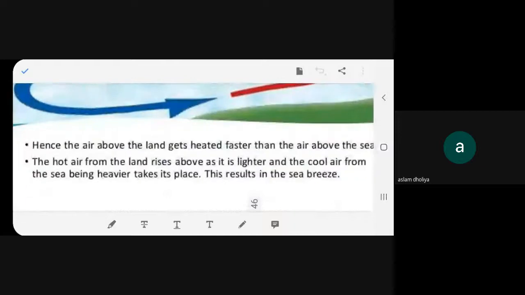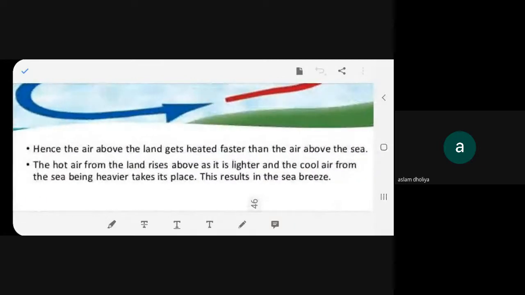Okay, ma'am. Hence, the air above the land gets heated faster than the air above the sea. The hot air from the land rises above as it is lighter, and the cool air from the sea being heavier takes its place. This results in the sea breeze.